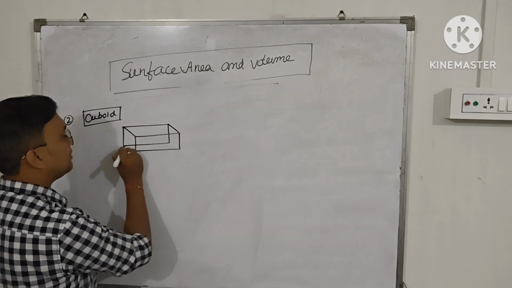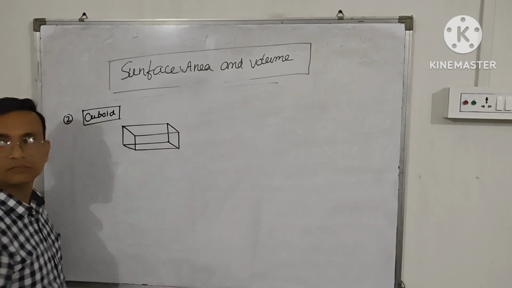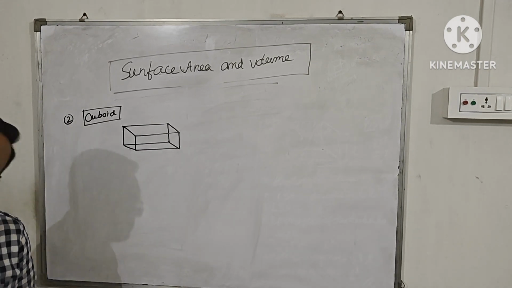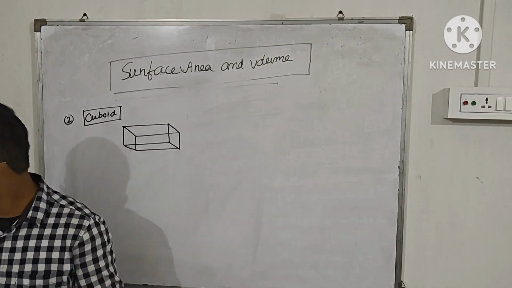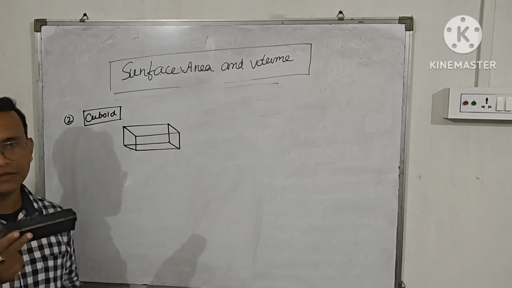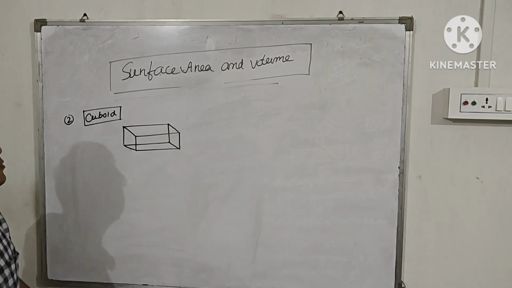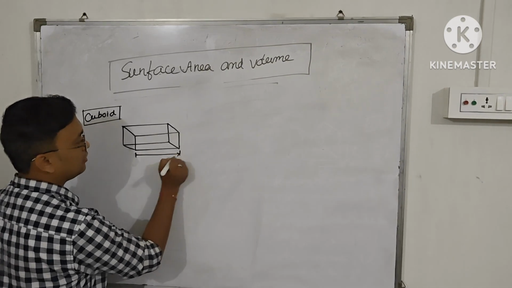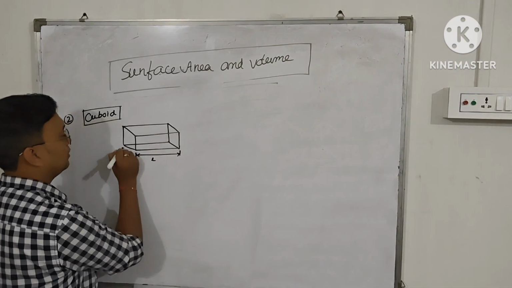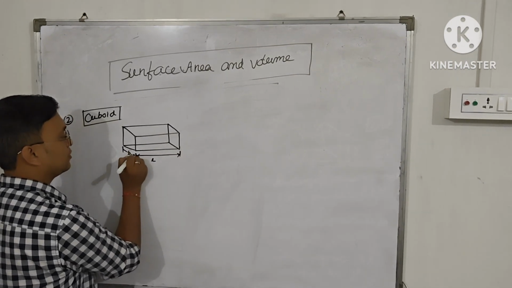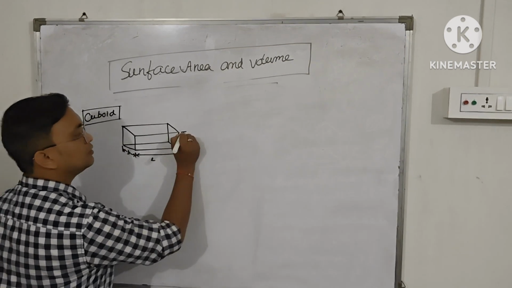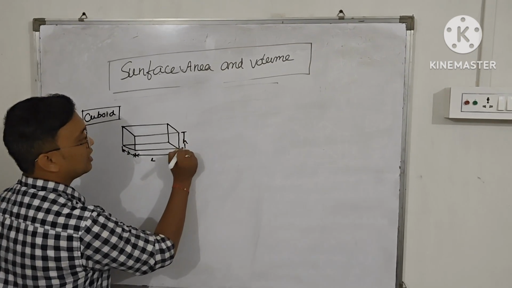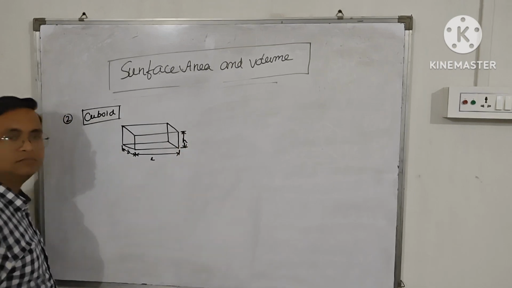I hope you can see many examples of cuboid, like a piece of brick, a single brick, maybe this duster. So all these things are in the shape of a cuboid. This is the length of the cuboid, this is the breadth of the cuboid, this is the height of the cuboid.